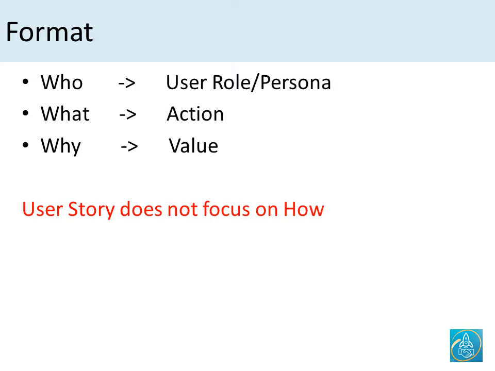A user story template has three components: who, what, and why. Who is the user role or persona? What is the action that the user would be performing? And why is the value or the benefit that the user would get after performing the action? Remember that user story does not focus on how. That goes into other parts of the software requirements, as an example, acceptance criteria.